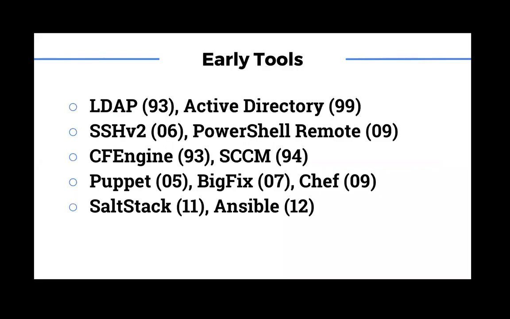So all of these tools pave the way to a more modern infrastructure. And I'll just burn through some of these really quickly. Again, we have LDAP in 93, Active Directory in 99. And so these are the directory services. We get what we think of as a modern SSH2 in 2006, PowerShell remoting 2009. We're getting pretty close to the modern era, but some of the stuff is old. CFEngine 93, SCCM not much later in 94. Then we have Puppet, BigFix, Chef, SaltStack, and Ansible, all spanning the next almost decade.